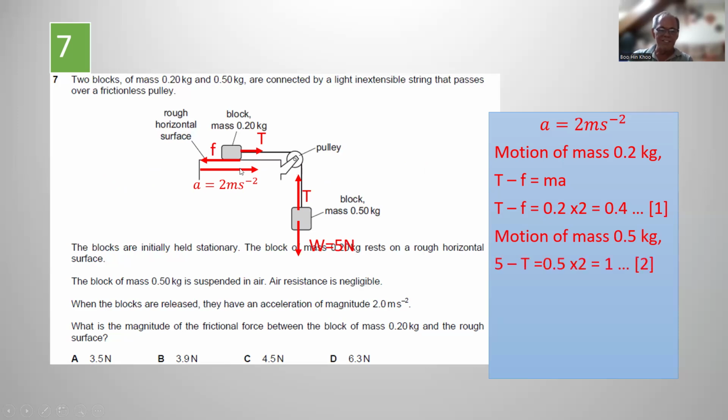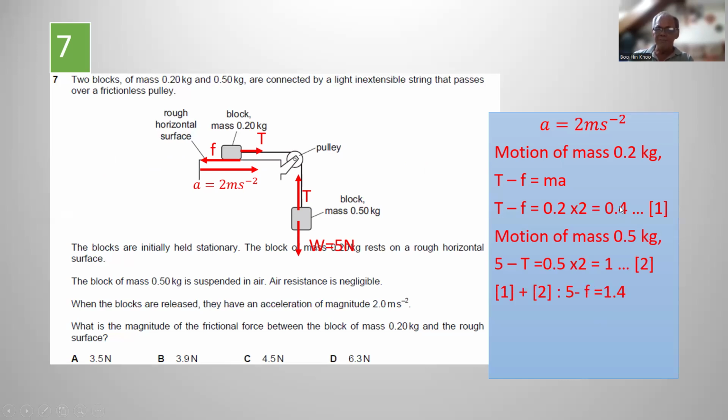Acceleration is still the same, it's still going down. So for it to go downwards, 5 must be greater than T. So 5 minus T is 0.5 times 2, which is 1. So that is equation 2.